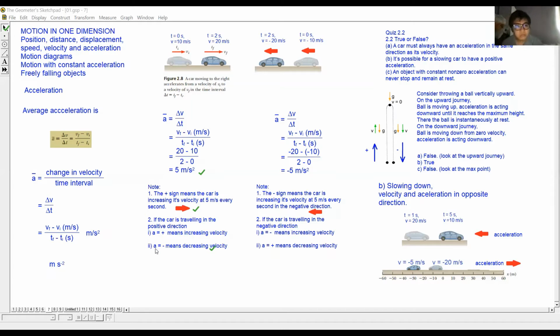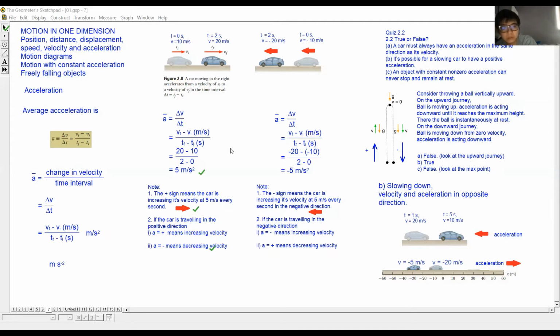Now, if there's a negative acceleration, it means that the velocity is decreasing. So there are two things that you need to take note of: positive acceleration and negative acceleration. If it is moving in the positive direction and the acceleration is positive, it means that the velocity is increasing. If the acceleration is negative, it means that the velocity is decreasing.